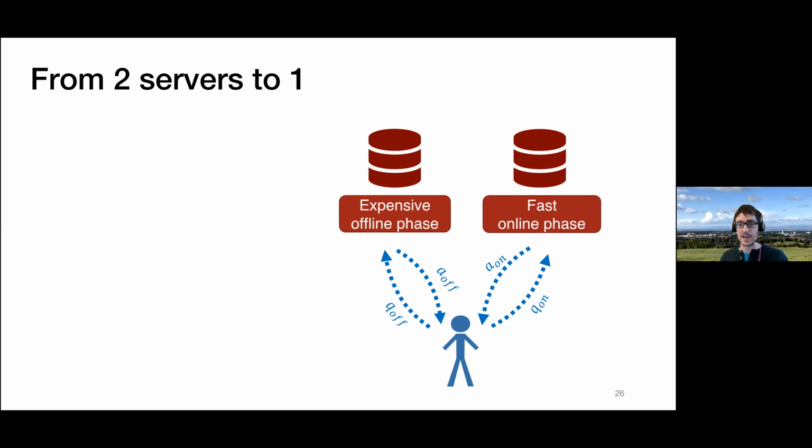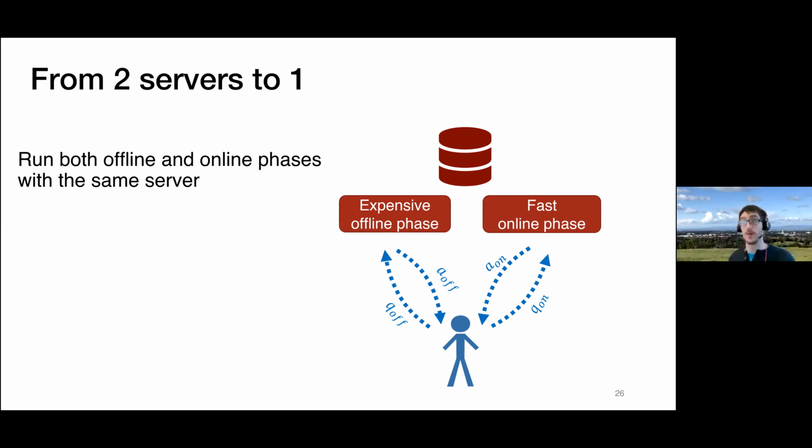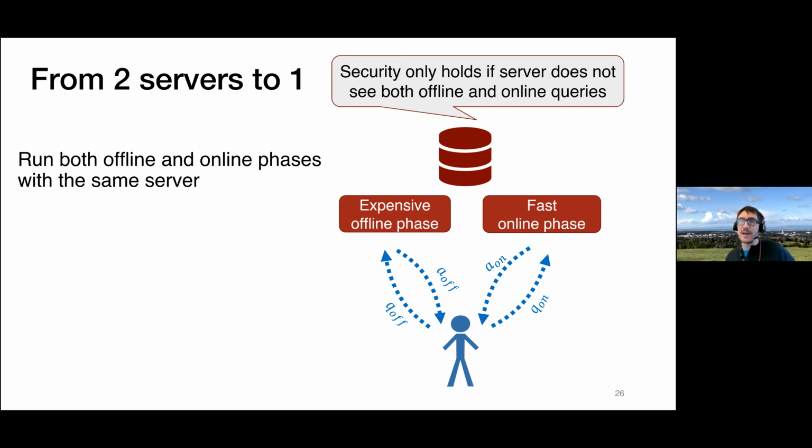Okay, so this is the two server part. And I now just want to say a few words about how we can get a single server offline online PIR scheme. Remember that the blueprint is that we have a two server scheme, and we somehow want to take those two phases, the offline phase and the online phase, and run them on just a single server. What else could you try to do? But the problem is that the entire security of the two server scheme rests on the fact that no single server sees both the offline and the online query. So just doing it like this is, of course, insecure.